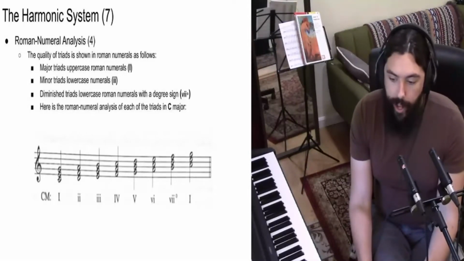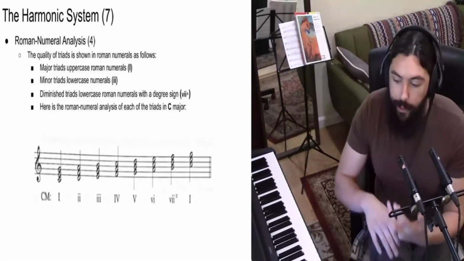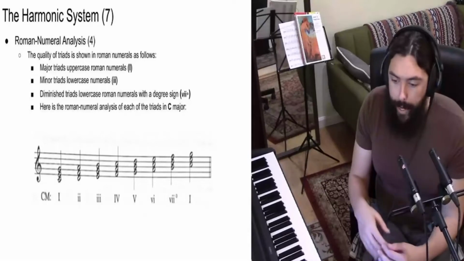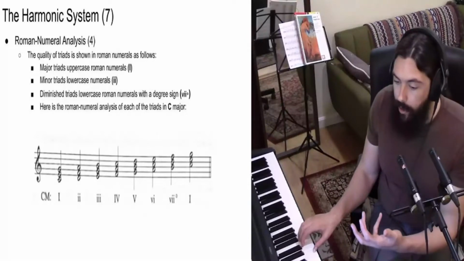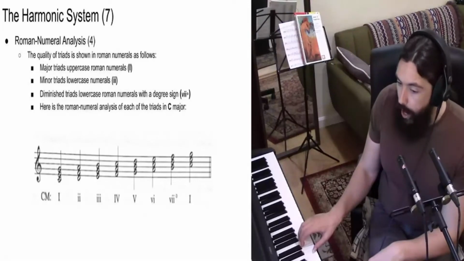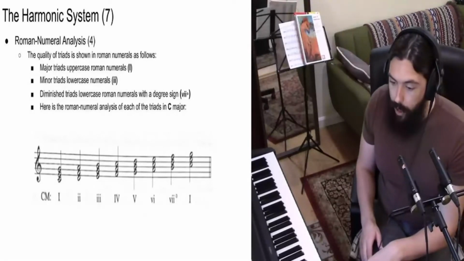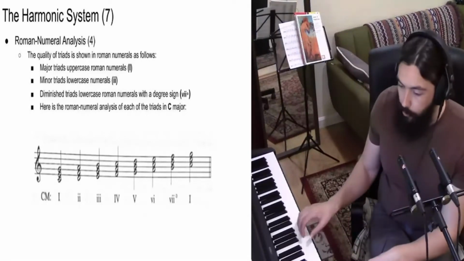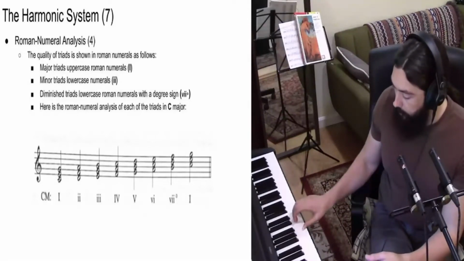The quality of triads is shown in Roman numerals now. On slide 7 we see the same chords I just played on slide 6, but now with Roman numerals. Major triads get an uppercase Roman numeral. So with major scales, we're going to have a major triad on the 1st, 4th, and 5th scale degrees. And then minor triads use lowercase numerals, so we're going to have minor triads on the 2nd, 3rd, and 6th scale degrees.